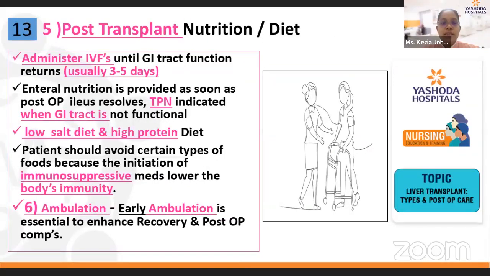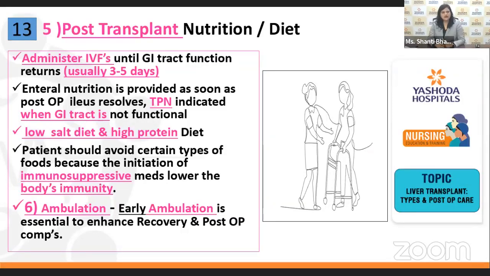The post-transplant nutrition or diet is important to monitor because of administration of IV fluid until the GI tract function returns normally, that is usually between 3 to 5 days, and enteral nutrition is provided as soon as the postoperative ileus resolves, and TPN is indicated if the GI tract is not functioning well. And the important thing is we should administer the patient a low salt diet and high protein diet, and also the patient should avoid certain types of food because the initiation of immunosuppressive medicine lowers the body's immunity. And another important thing is early ambulation to enhance the recovery as well as prevent postoperative complications such as deep vein thrombosis.